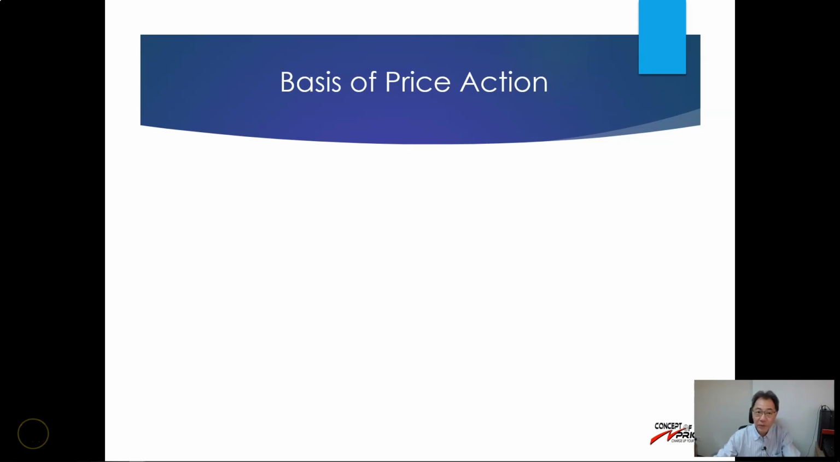Today I'm going to share with you the basis of price action. What is price action? Price action allows us to quickly interpret whether the market is moving up or moving down. How do we do this? Let me just show you.